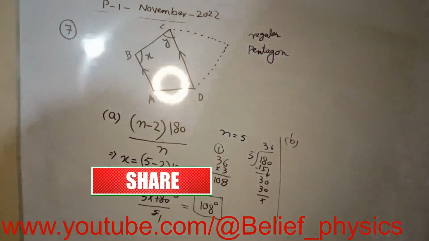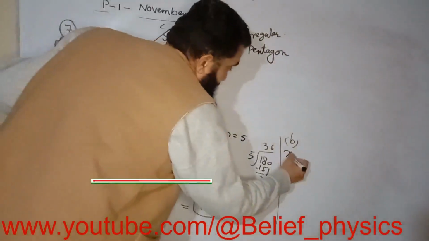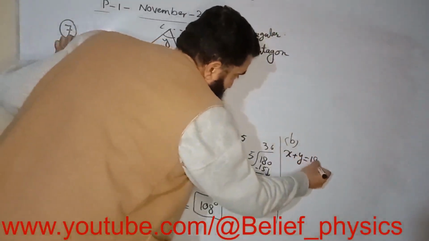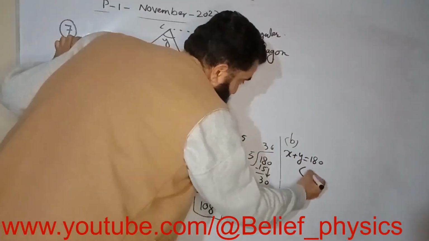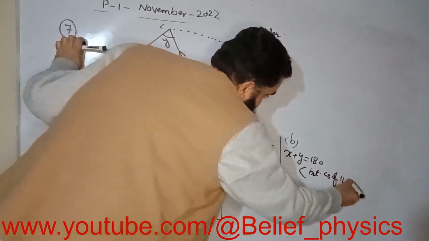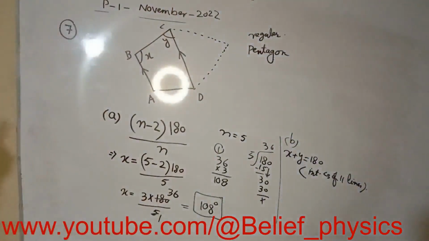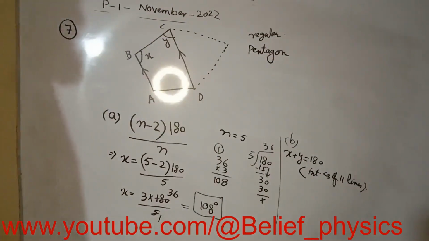So if you want to find y, we know that x plus y is equal to 180. Write the reason here: interior angles of parallel lines. You put the reason here. Reason is necessary to mention, because in the marking scheme it is advised to the examiner that if someone doesn't write the reason, he can cut or reduce your marks.